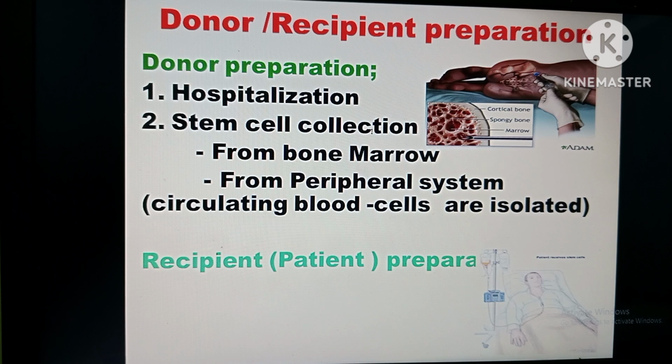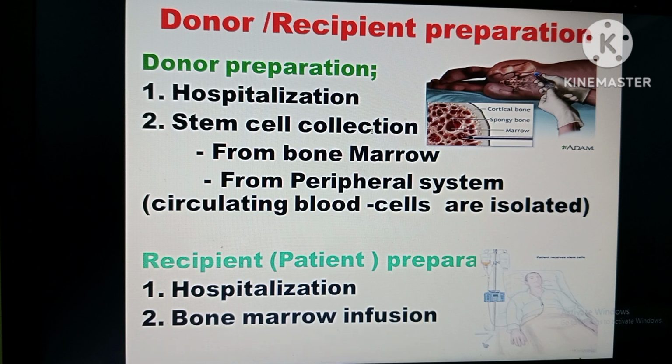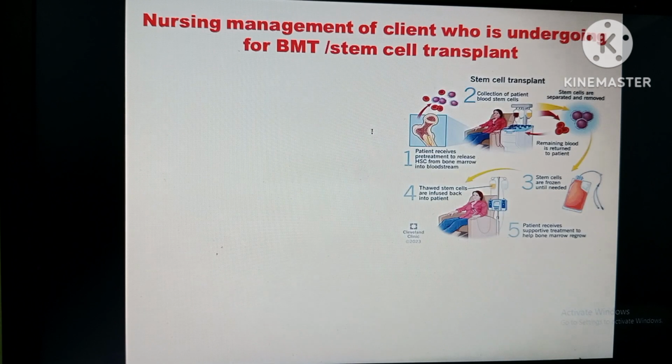Okay, now recipient preparation. How will you prepare the recipient? A recipient means the client, the patient, the one who is receiving this bone marrow transplantation. Hospitalization a few days prior to the procedure to carry out all the investigations, as I said for the donor: physical examination, physiological examination, explanation, all kinds of screening tests, blood tests, everything. Then bone marrow infusion. Once the proper matching has occurred, bone marrow infusion.